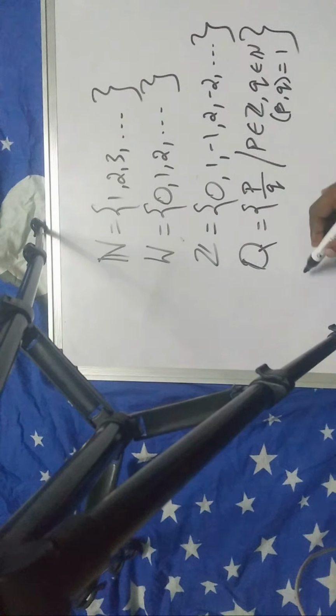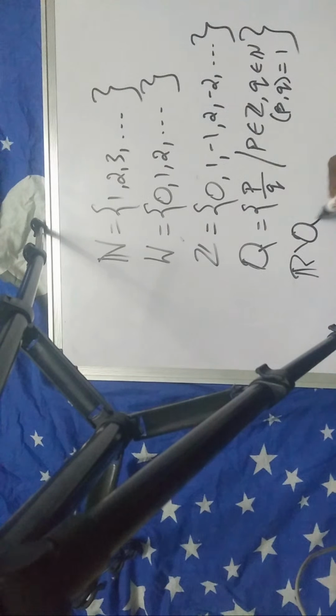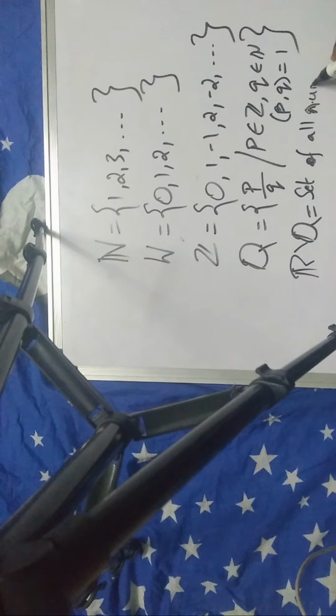Then the set of all irrational numbers. So irrational numbers do not have a specific common notation. This is the set of all numbers which cannot be expressed as p by q. And then we move into the set of all real numbers. And if we go even further, we will move into the set of all complex numbers, etc. But we will move on only till real numbers.